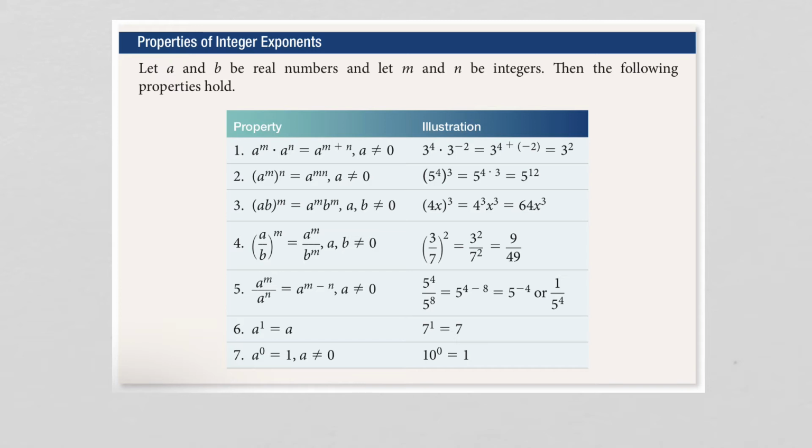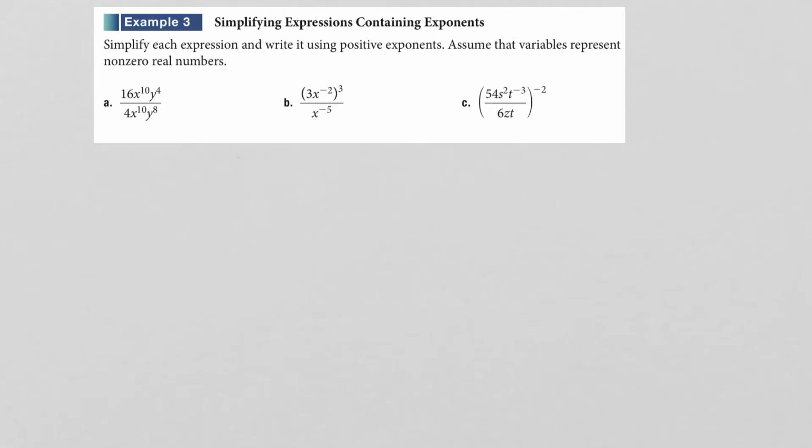Now let's go ahead and look at the next example. So in this example, what we want to do is simplify each expression and write it using positive exponents. So in the first problem here, we have 16x to the 10th power y to the 4th power divided by 4x to the 10th power y to the 8th power.